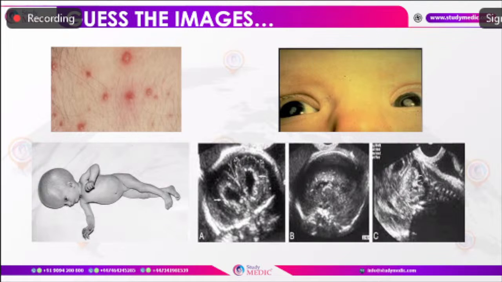Last few images are ultrasound images, and these images are all pointing towards the fetal brain. And when we look, there are calcifications and there is periventricular, a little bit of hemorrhage and dilatation. And this is very suggestive of cytomegalovirus infection or CMV infection.